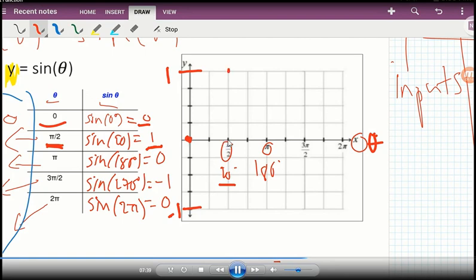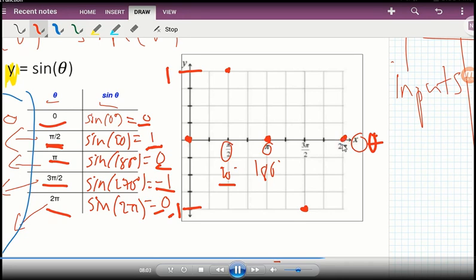So at pi over 2, I'm going to go up to 1 and plot my point. At pi, I'm going to go 0, so I plot my point there. At 3 pi over 2, I'm going to go down to -1, so I plot my point down over here, right? Because I'm just following what the table says. And then at 2 pi, I'm going to go ahead and plot 0. So plot my point right there.